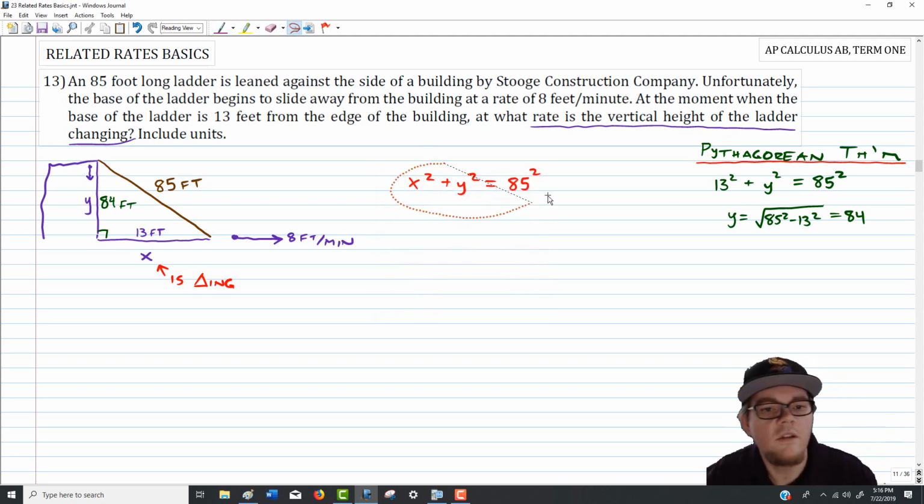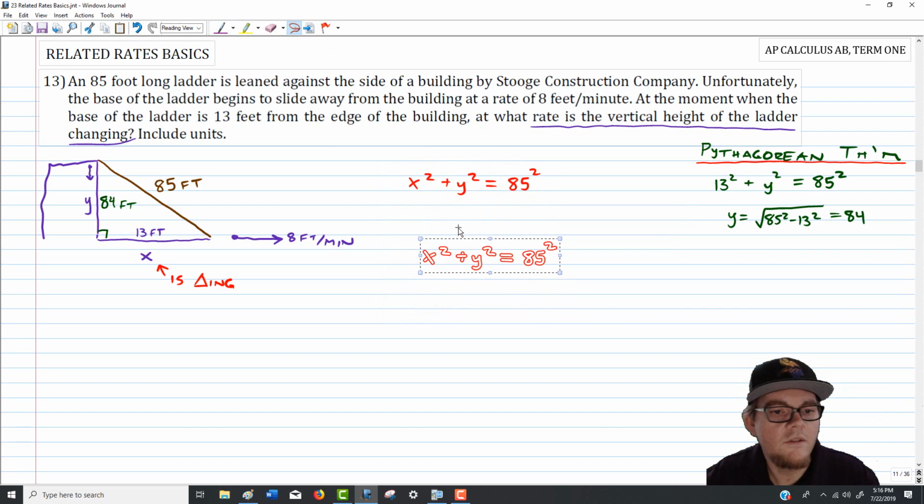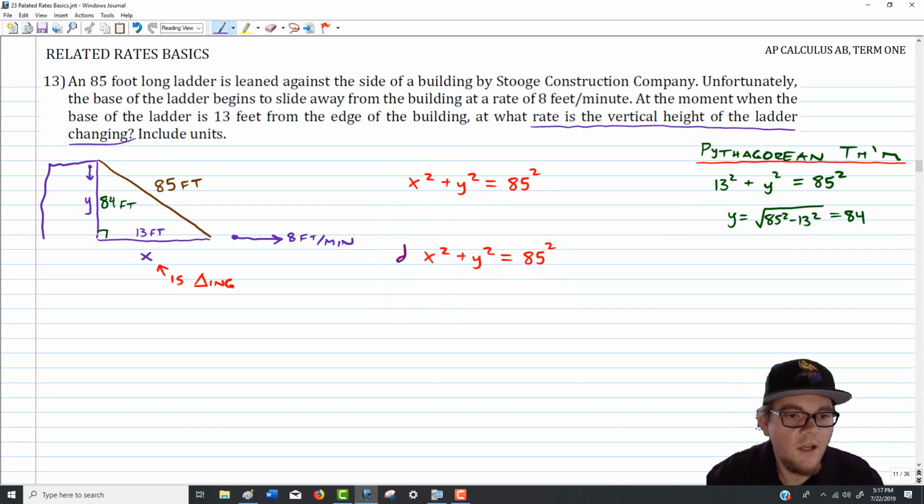So in fact, so that it stays, I'll leave it right there, and I'll move it down so that we can differentiate it. Because our next move, as with every related rate, is to start differentiating with respect to time, and start to look at how those rates are connected. So each of these is pretty simple.